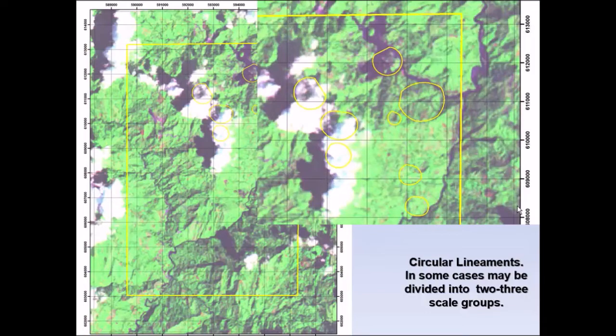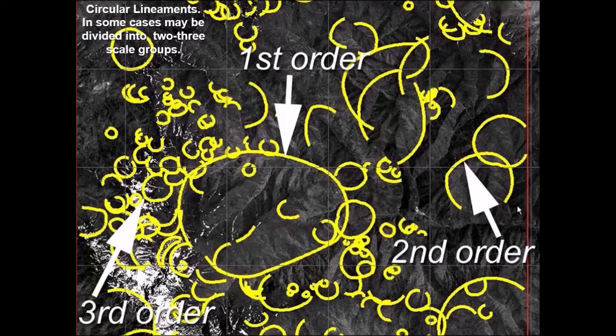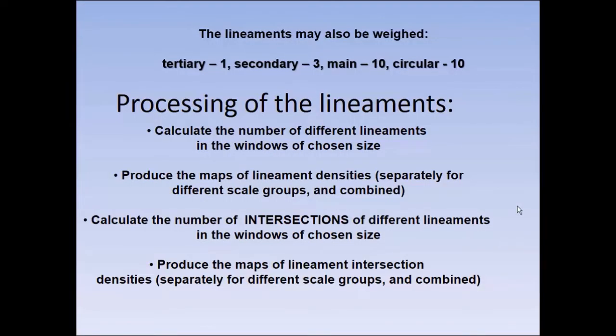Circular lineaments in some cases may be divided into 2-3 scale groups by their diameter. The lineaments may also be weighted. Weighing is arbitrary and reflects the researcher's conception of the lineament's nature, origin, and importance. The fractures or fault shape must be similar to a square or disc.